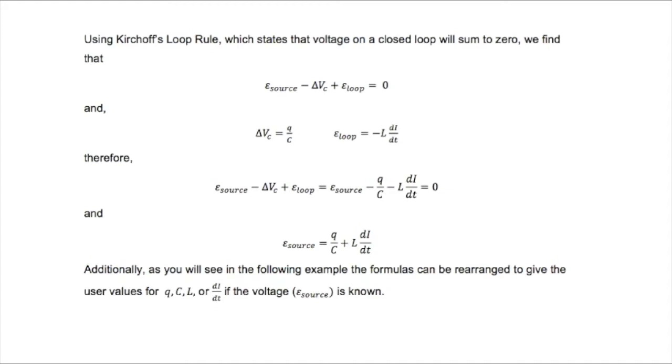Plugging all this in, we find that the voltage source minus charge over capacitance minus inductance times the change in current with respect to time is equal to zero. Taking the voltage of the capacitor and the voltage of the inductor to the right side, we have the equation E source is equal to the charge over the capacitance plus the inductance times the change in current with respect to time. You can rearrange this formula as long as you have 4 of the 5 variables and find any one of the 5 variables.